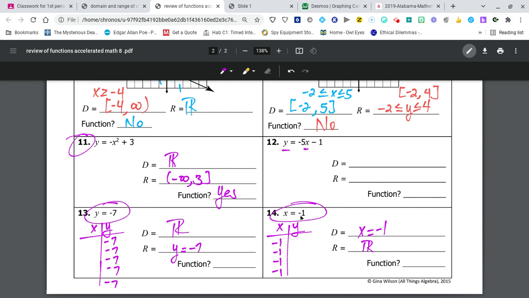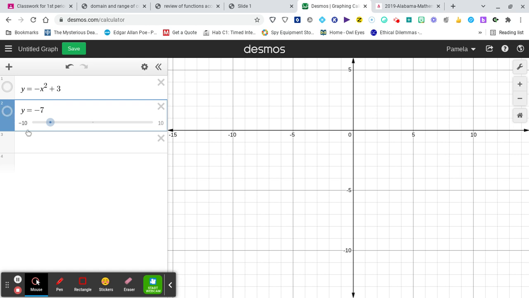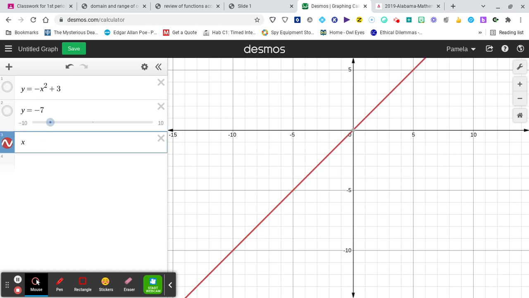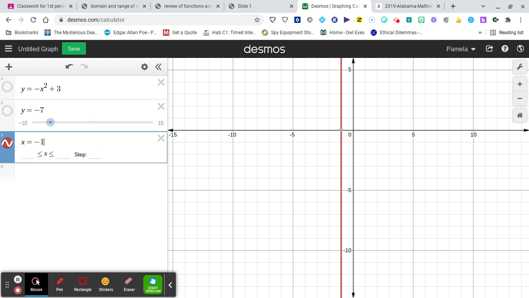If I were to put in this one, x equal to negative 1, you can see that it stretches all the way up to positive infinity and all the way down to negative infinity. But it has no stretch left or right. So since it has no stretch left or right, your domain is exactly at negative 1. That is it. But your range is what has stretch. Your range goes up and down. It's all real numbers.